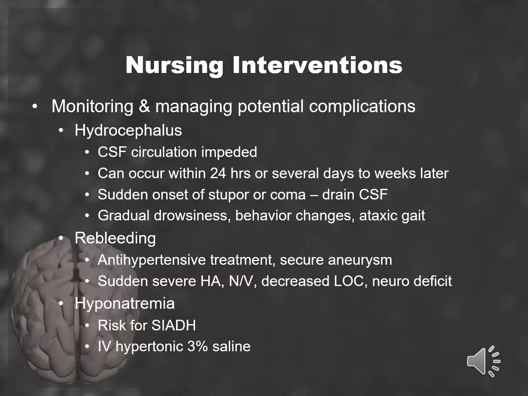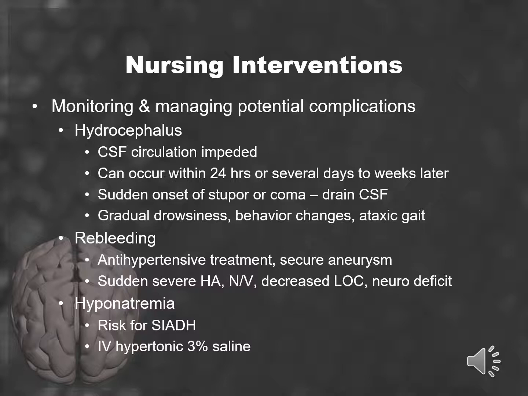Another thing that we talked about before is that risk for rebleeding. That's why we make sure that that blood pressure is at our goal of around 140 systolic. And this is also why we secure that aneurysm as quickly as possible to prevent it from rebleeding.